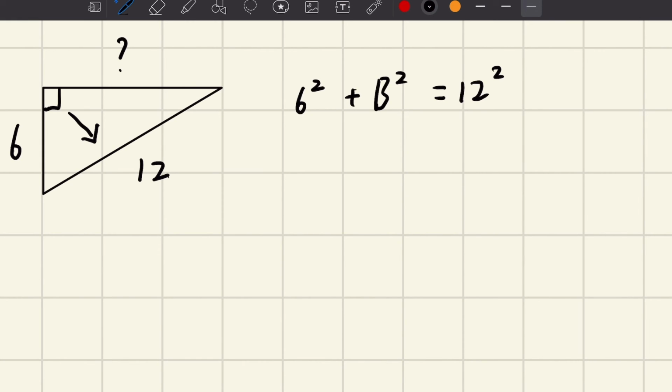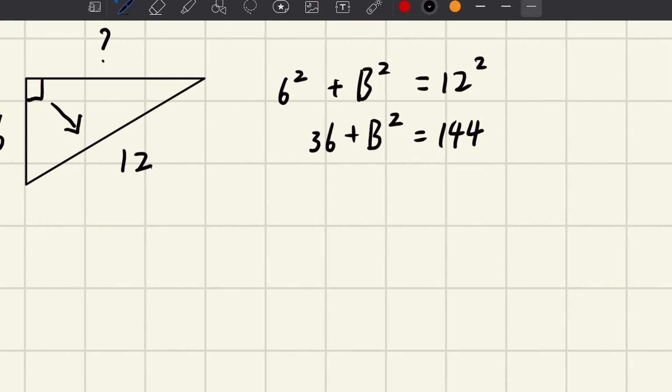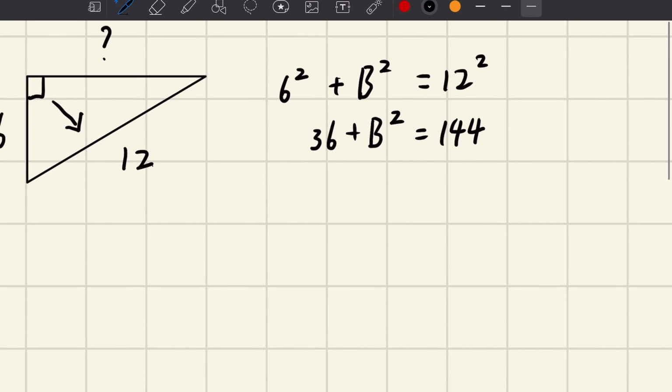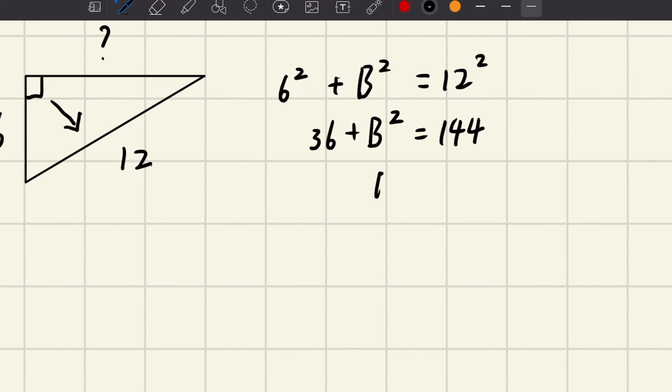Here, the order of a and b doesn't matter. I can also say it's a squared plus 6 squared, but it's the same thing. So I'm just going to say 6 squared plus b squared equals 12 squared, which is 36 plus b squared equals 144. To solve the equation, we subtract 36 from both sides, and then we get b squared is equal to 108, and b is equal to the square root of 108.